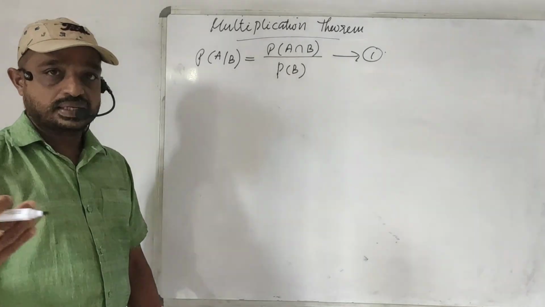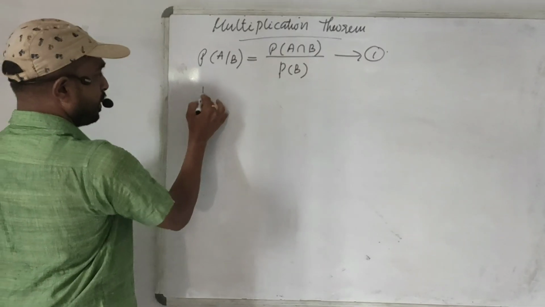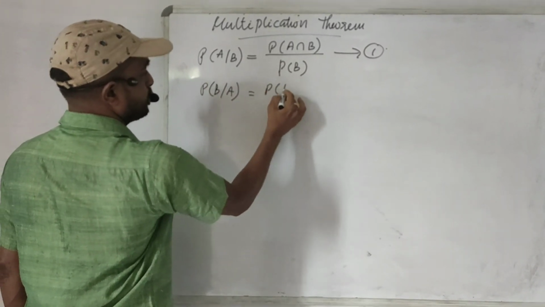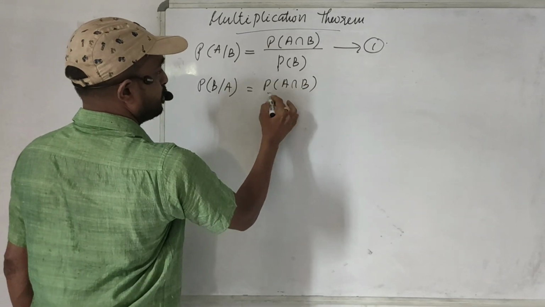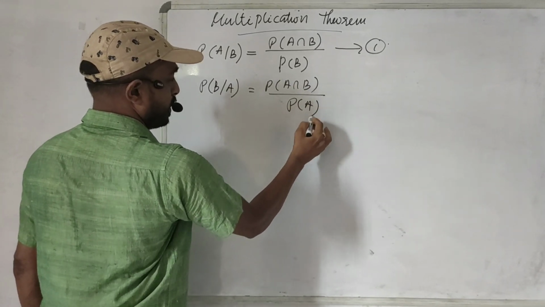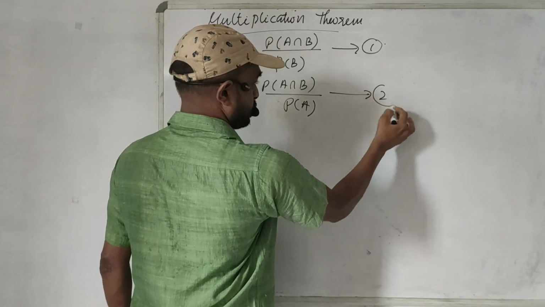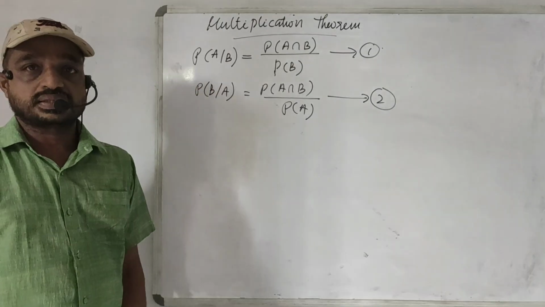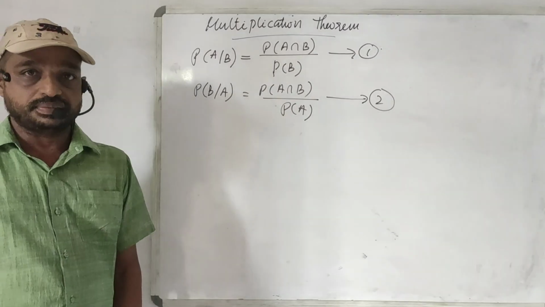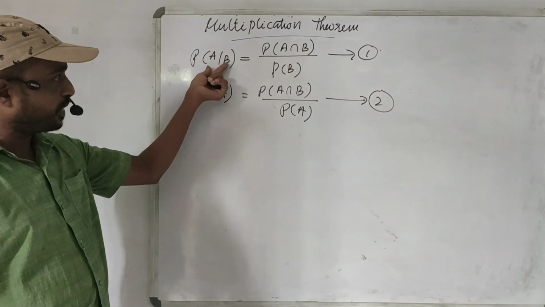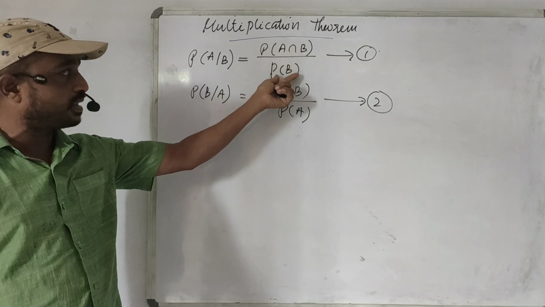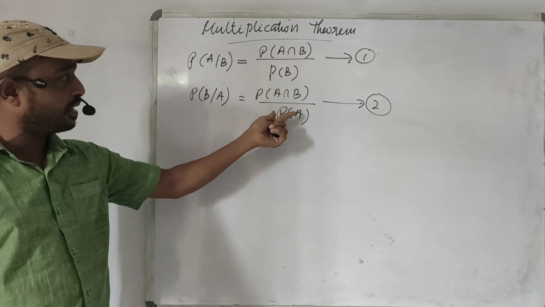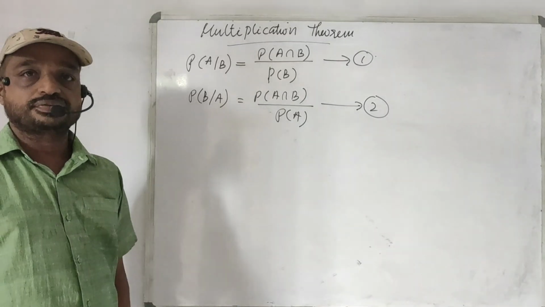And also in our last lecture we have seen P of B given A. What is P of B given A? P of B given A is P of A intersection B divided by P of A. Let it be equation number 2. We have seen these two formulae in our last lecture on conditional probability. So P of A given B is equal to P of A intersection B divided by P of B, and P of B given A is P of A intersection B divided by P of A.